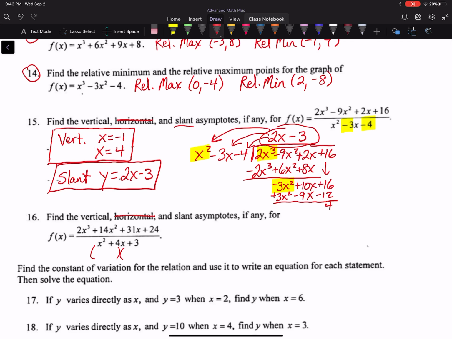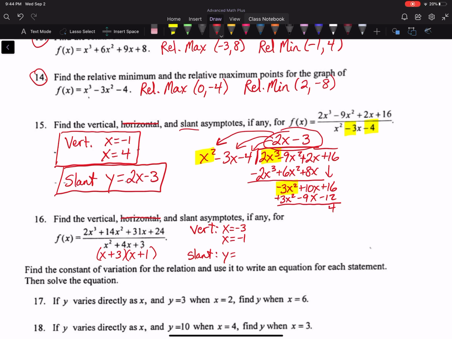Again, I'm going to factor what two numbers multiply to be 3 and add up to 4. That would be positive 3 and positive 1. So I have vertical asymptotes at x equals negative 3 and x equals negative 1. And then for my slant, it will be y equals, and again I'm going to come over here and divide. I think I got enough room over here, so we're going to have x squared plus 4x plus 3.